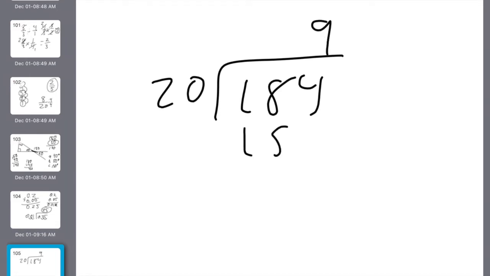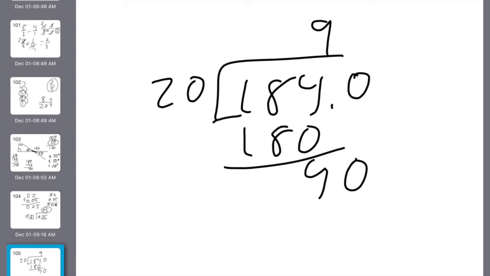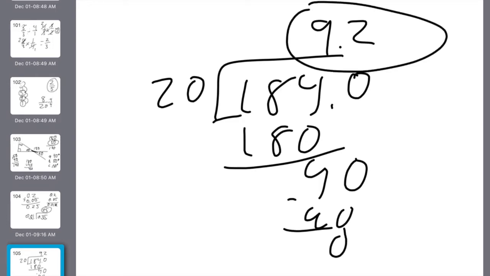9 times 20 is 180. Subtracted a 4. They said write your answer as a decimal. So add a decimal, add a 0, bring a 0 down, bring my decimal up. 20 goes into 42 times. That's 40, and I'm done. My answer is 9.2 yards per carry. That is very good. Number 4.